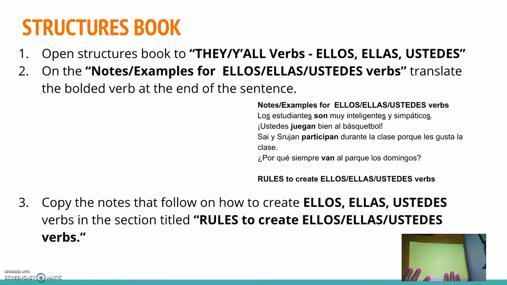Once you do that, you're going to translate each of the bolded words into English and write it at the end of the sentence. Pause this video until you have completed both of those tasks. At this time, you are going to copy the notes that follow into the section on the rules to create ellos, ellas, ustedes verbs.